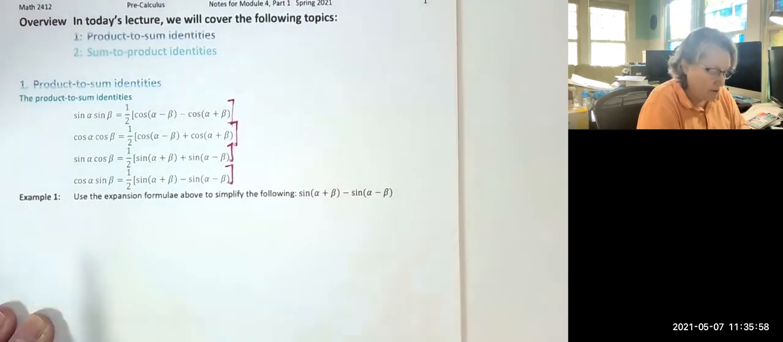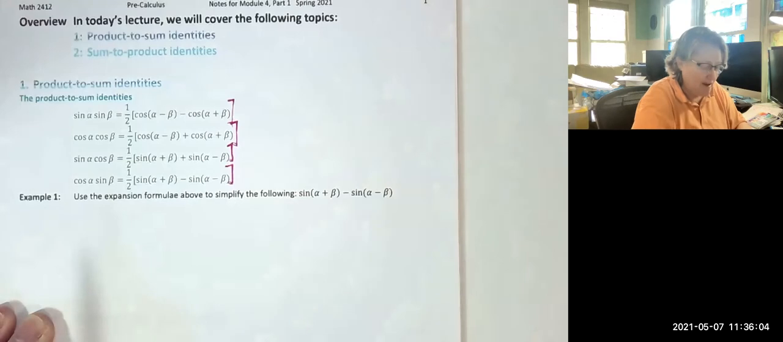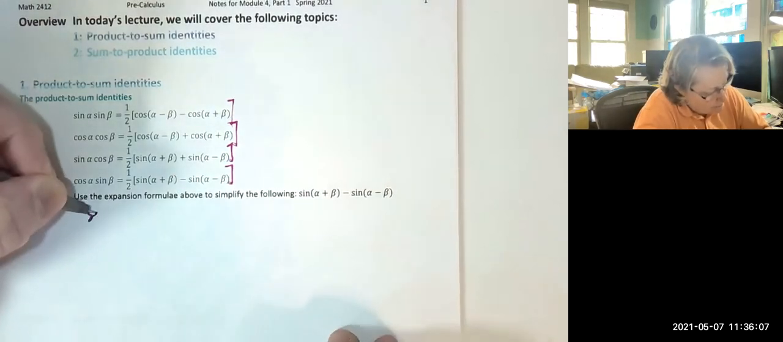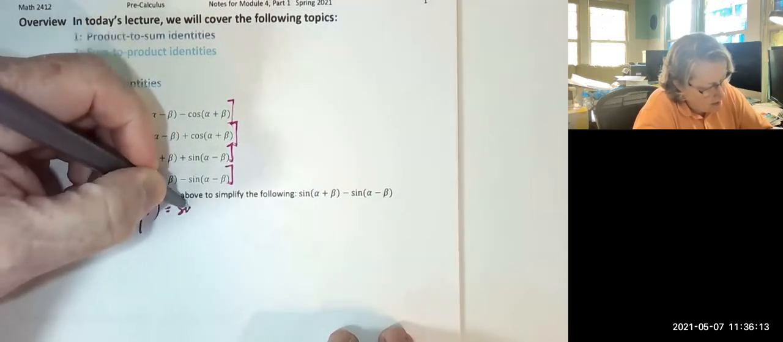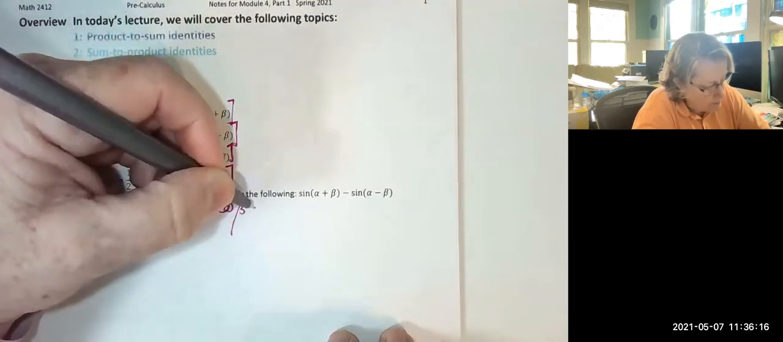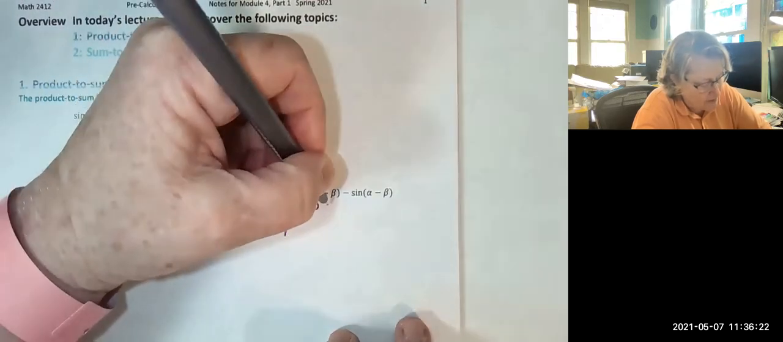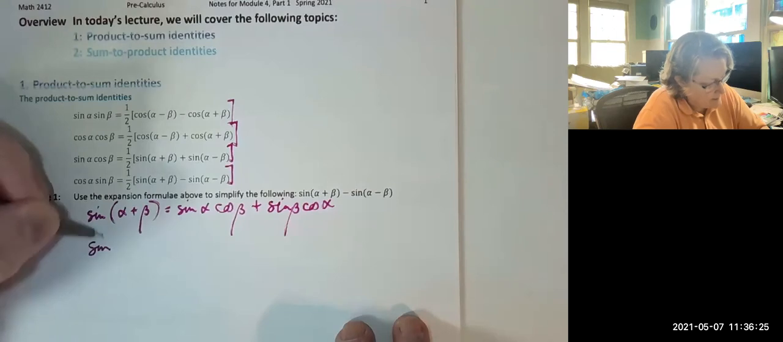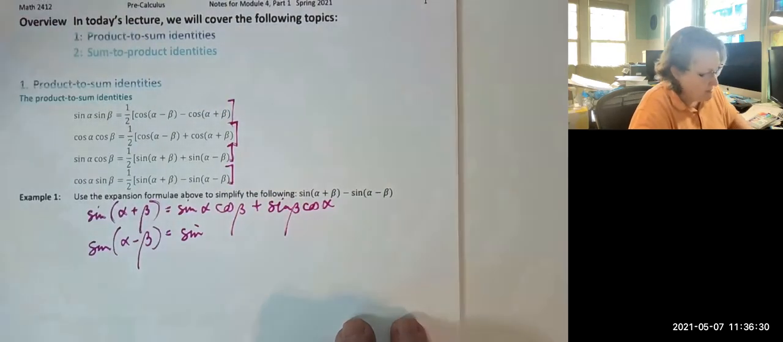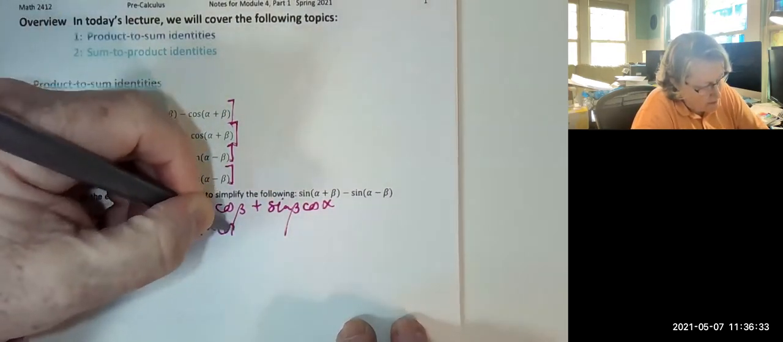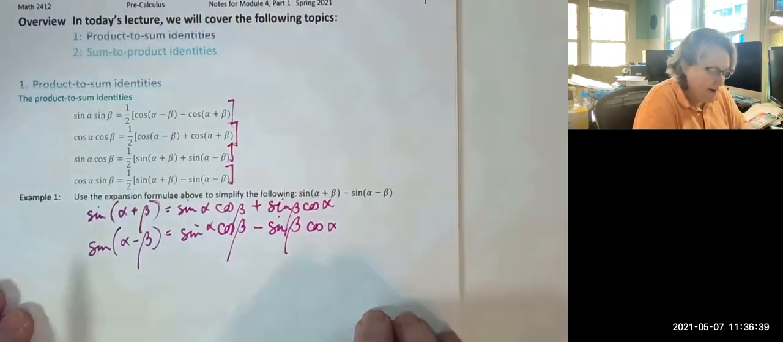Well, let's use the old-fashioned sine of the sum and sine of the difference identities and see what we get. So I know that sine of alpha plus beta is the sine of alpha cosine beta plus sine of beta cosine of alpha. And the sine of alpha minus beta is exactly the same except with a minus sign. So we have sine alpha cosine beta minus sine beta cosine alpha, and we're going to subtract them.